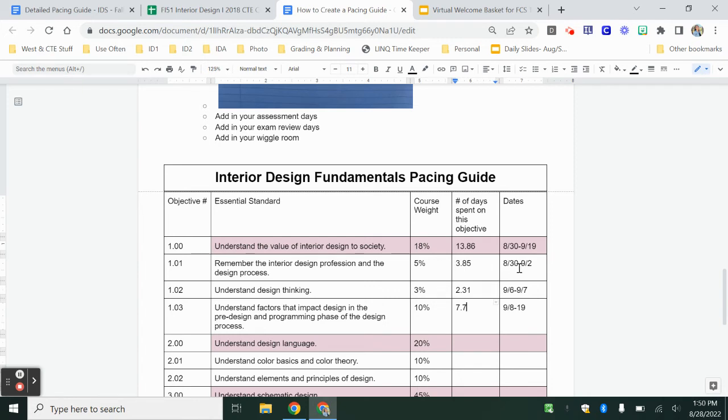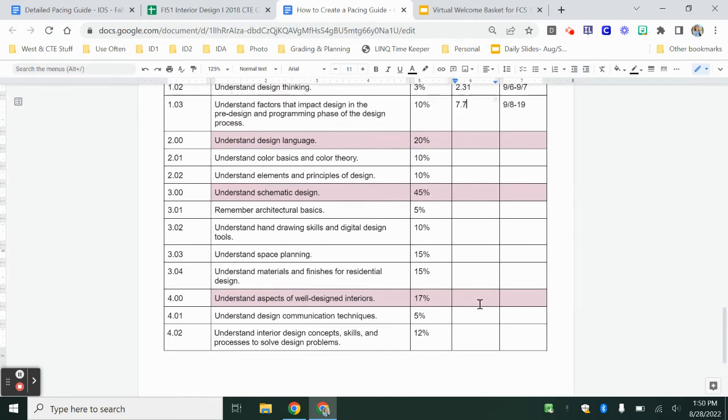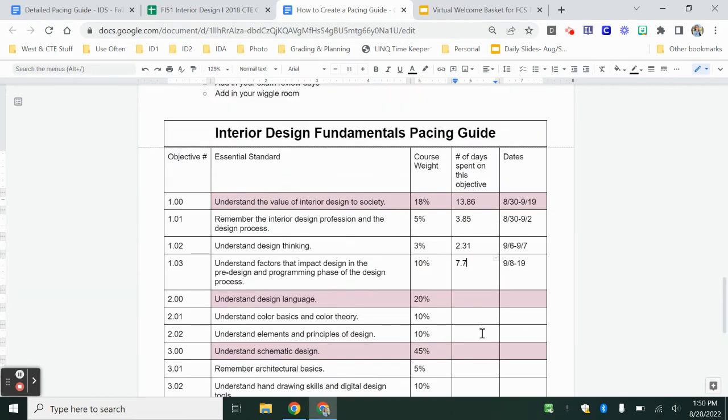3.85 days, broken down even further, would be August 30th through September 2nd, 2.31, and so on. You get the picture. As far as the decimal goes, I just round up and round down. 3.85 rounds up to 4 days, 2.31 rounds down to 2 days. Easy peasy. So I would do that for my whole curriculum there.